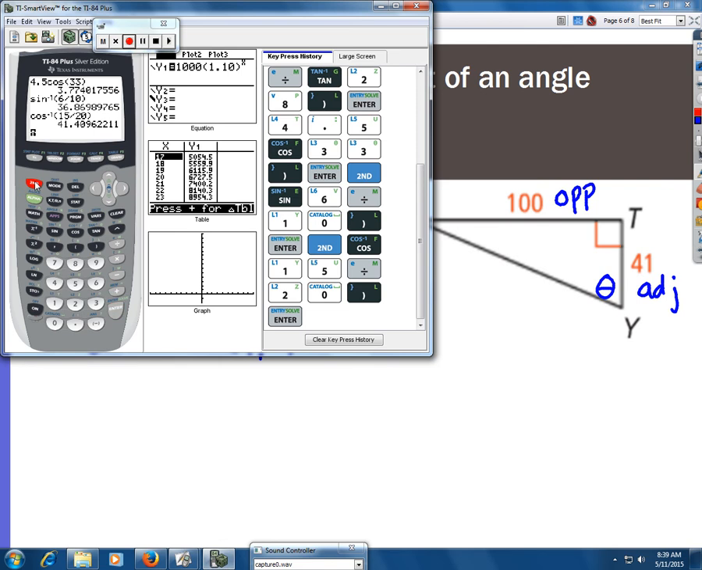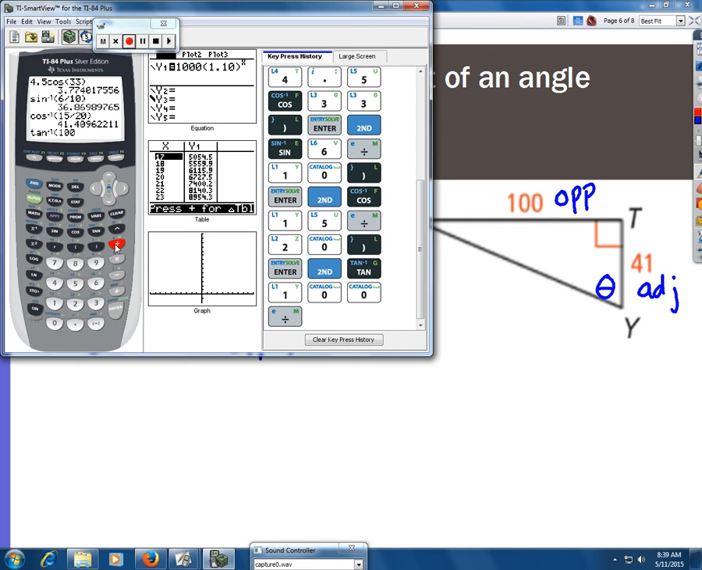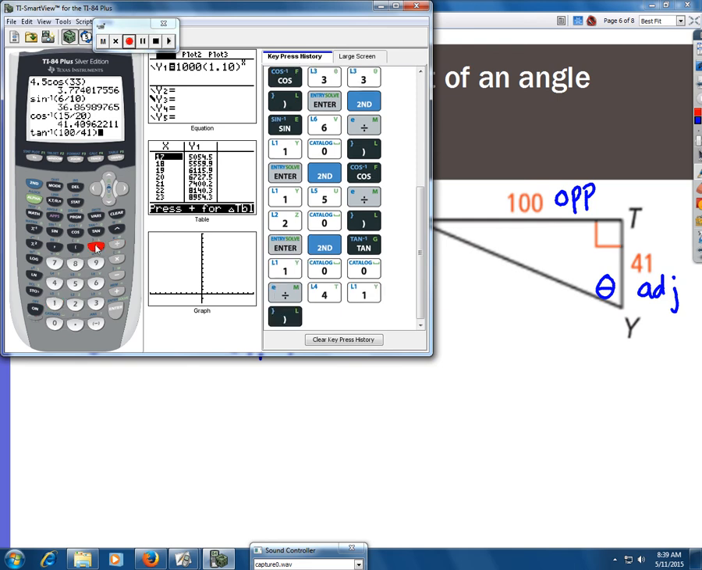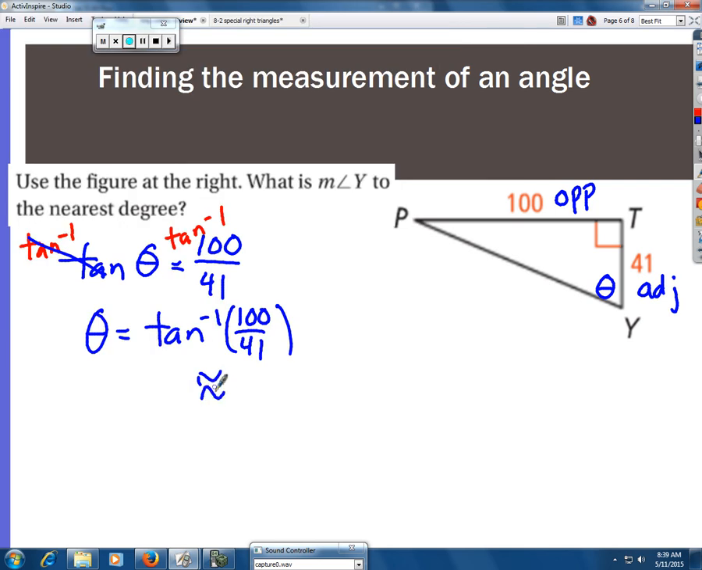So second tangent, 100 divided by 41. And that equals 67.7. So it's approximately 67.7 degrees.